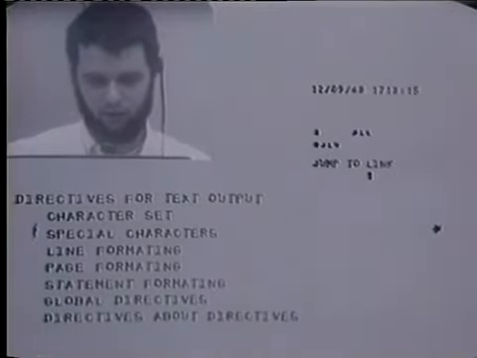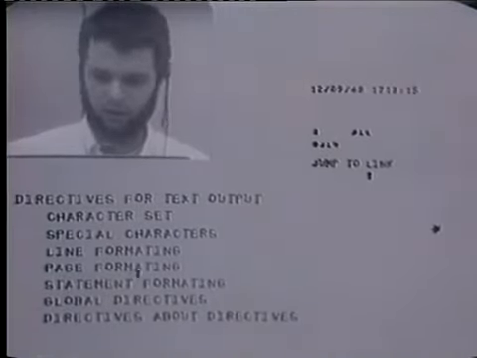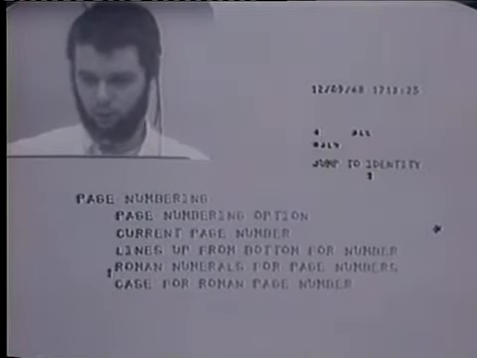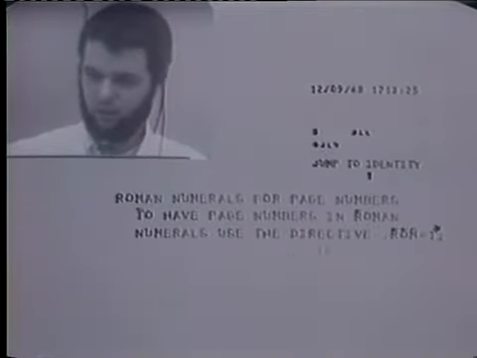I'm into the file now. Here's the first level of the hierarchy. Let's open up page formatting. We want page numbering, so we'll open that up. We find, yes, here it is, Roman numerals. We find out the directive.